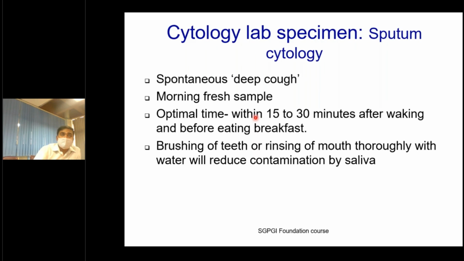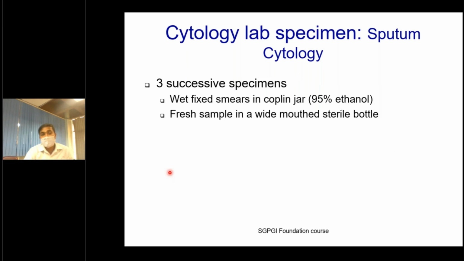For sputum cytology, it is better to get a spontaneous fresh morning sample with a deep cough, within 15 to 30 minutes after waking up or before breakfast. Brushing the teeth or rinsing the mouth thoroughly with water will reduce contamination with saliva. Send three successive specimens of sputum as wet fixed smears in a coupling jar, and a fresh sample in a wide mouth sterile container without any additive.